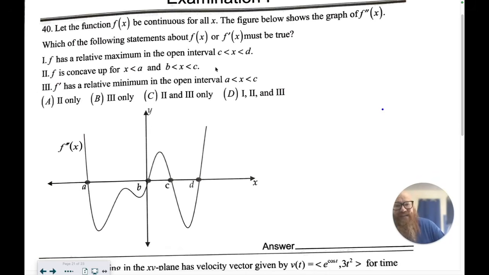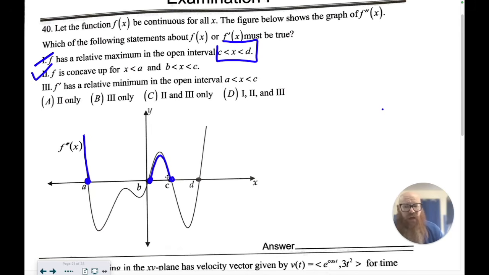So between C and D, this is always negative, which means the derivative is decreasing the entire time. So if it's decreasing the entire time, there can't be a relative maximum. A relative maximum is when it goes from increasing to decreasing, so that can't happen. F is concave up when it's less than A and between B and C. Well, that works because it's positive. When the second derivative is positive, the original function is concave up. F prime has a relative minimum somewhere between A and C.